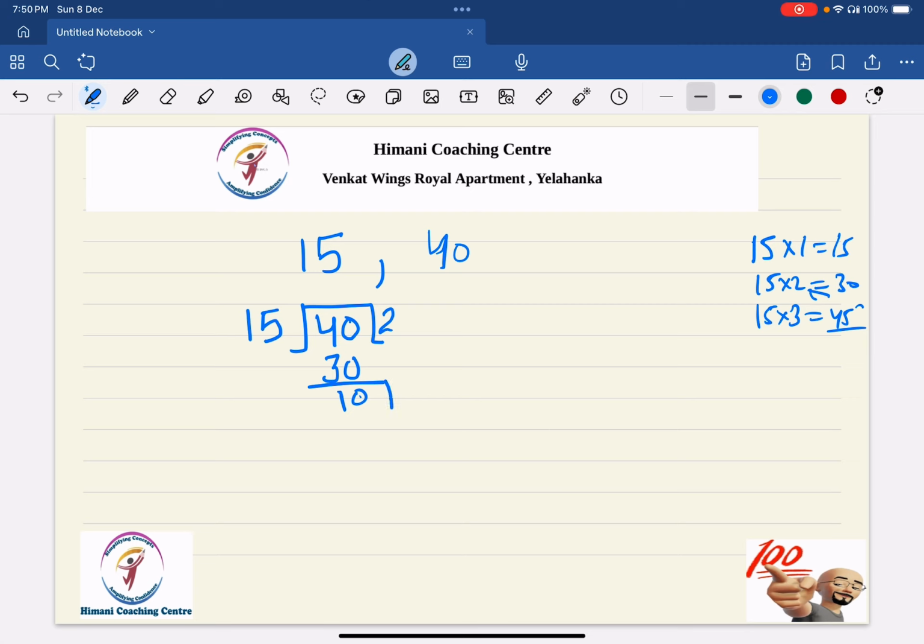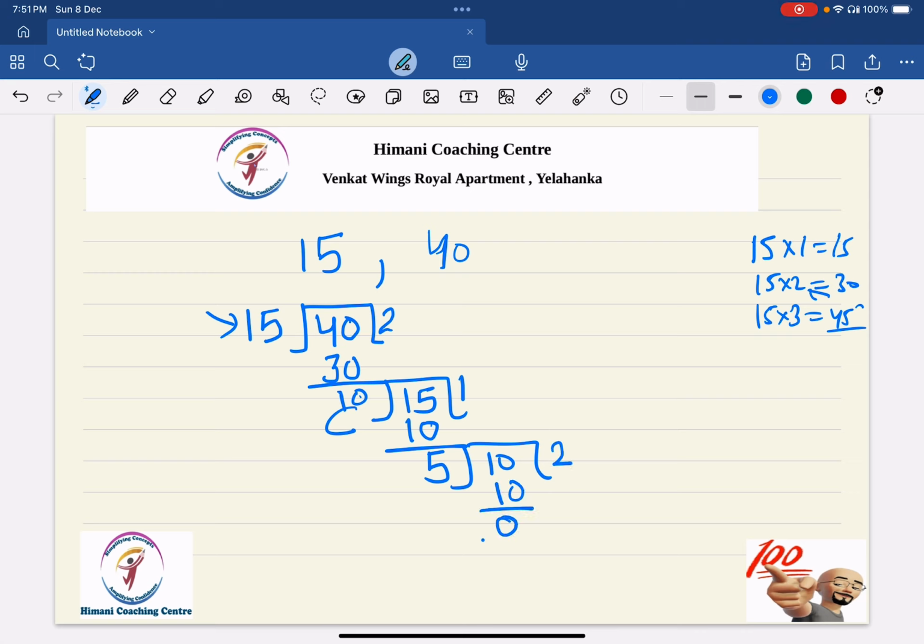Now what will we do? What is our step? Now this 15 becomes the dividend and 10 times 1 is 10. Then we get 5, and now 10 becomes the dividend and 5 times 2 is 10. The remainder is 0. So the HCF is 5. So we will say HCF of 15 and 40 is 5. Kids, I hope you have understood this.